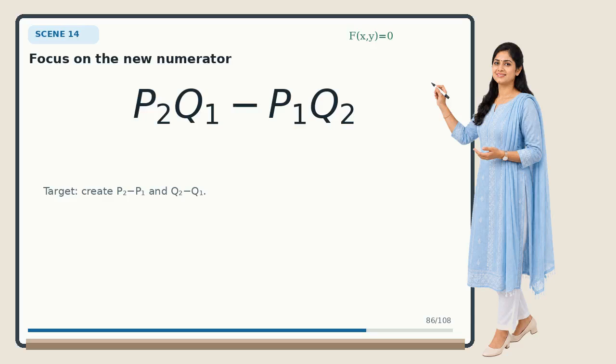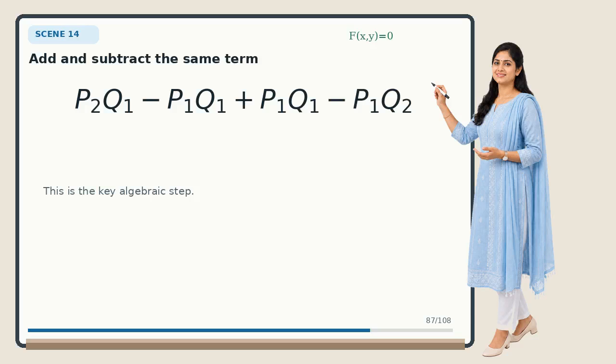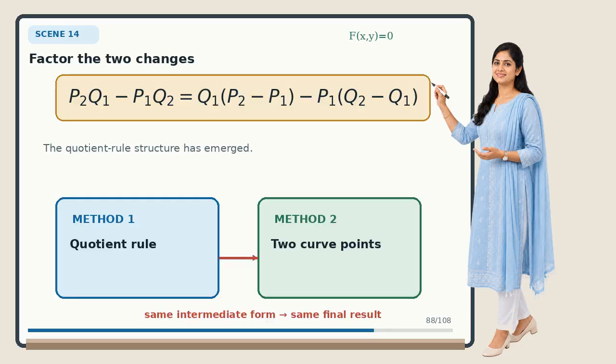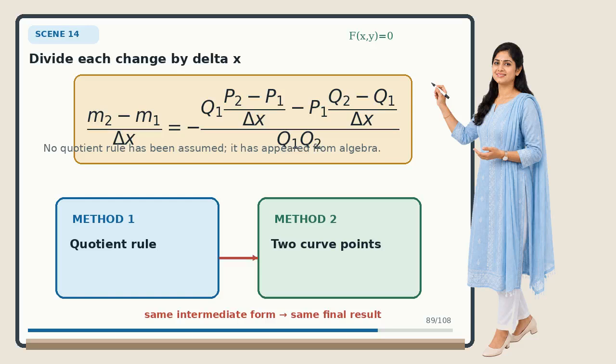Now focus only on this numerator. We will rewrite it so that changes in p and q appear explicitly. Add and subtract p1 q1. The value of the numerator does not change. Factor q1 from the first pair and p1 from the second pair. Now the change in p and the change in q are visible. Move delta x into the two change terms. This displays the difference quotients for p and q along the curve.